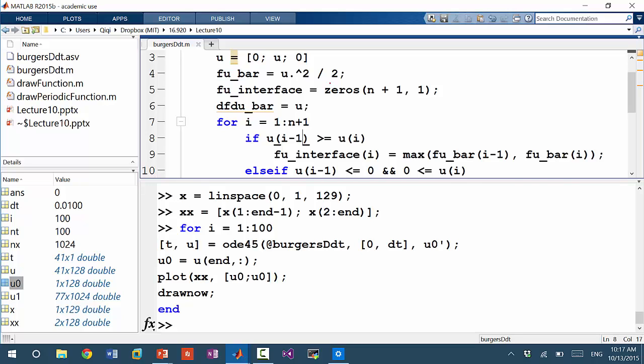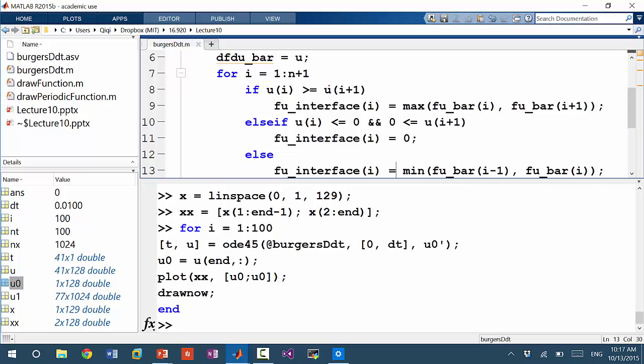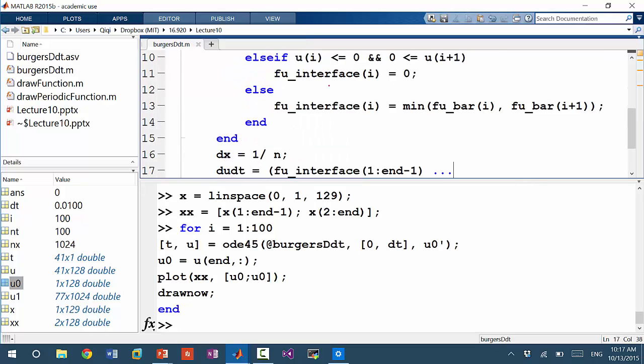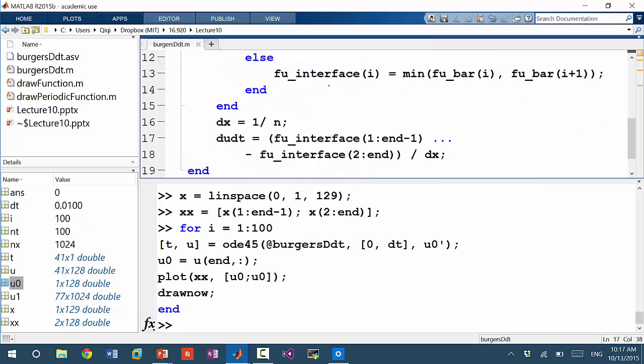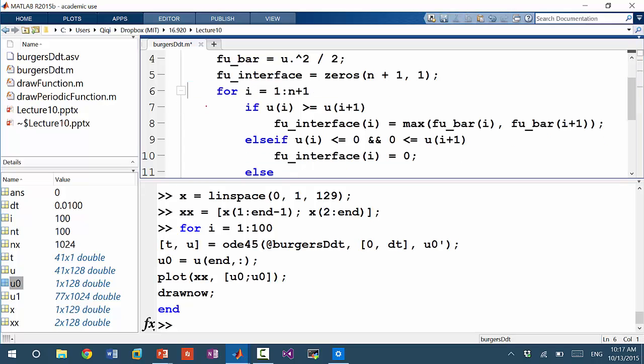And instead of ui minus 1, I have ui and ui plus 1. This is taking ui and ui plus 1, right? Because now the index of u and the FU interface is shifted. So wherever I go, I need to change ui plus 1, ui minus 1 to ui, and ui to ui plus 1. du dt equals this divided by this. Now I'm properly taking du df bar. I'm no longer using du df bar, so I get rid of this.